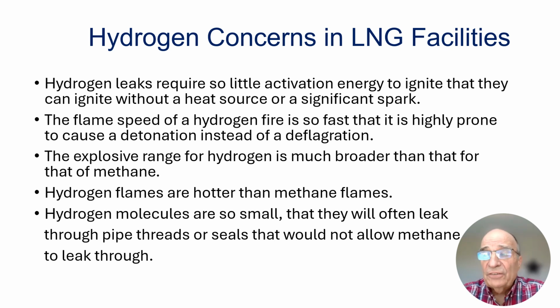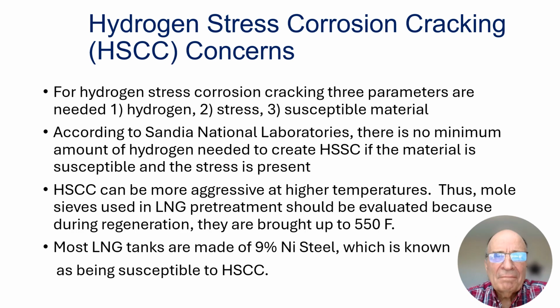So let's say a threaded fitting might be acceptable with methane or some combination of methane and ethane, propane, etc. But if you have hydrogen in that same gas pipe, it would leak through. In fact, hydrogen molecules are so small that they weep through solid plastic piping. So that's a concern in the distribution system.